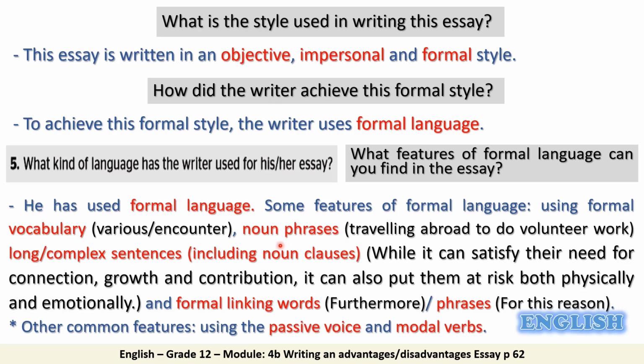While this one was a noun phrase, traveling abroad to do volunteer work, this is a noun clause. While it can satisfy their need for connection, growth, and contribution, it can also put them at risk both physically and emotionally. So this is a complex sentence. Using also, this is number 4, formal linking words like furthermore, formal linking phrases like for this reason. There are some other features like using the passive voice and the modal verbs. Okay.